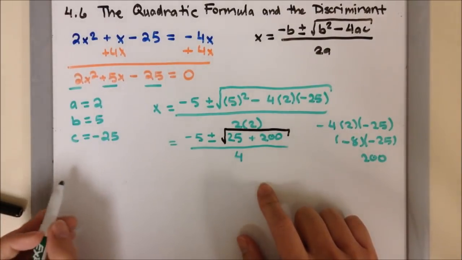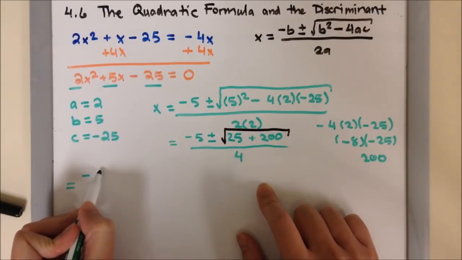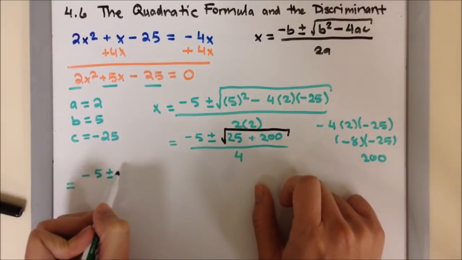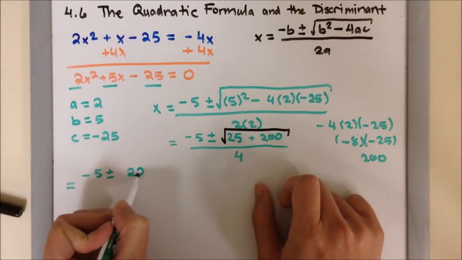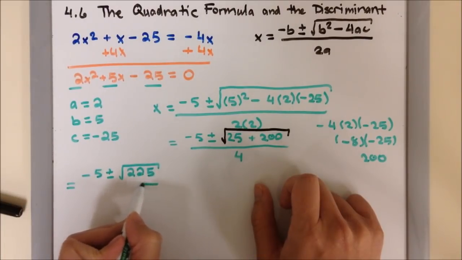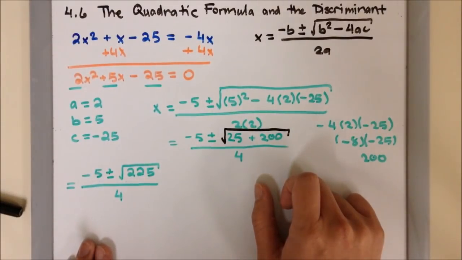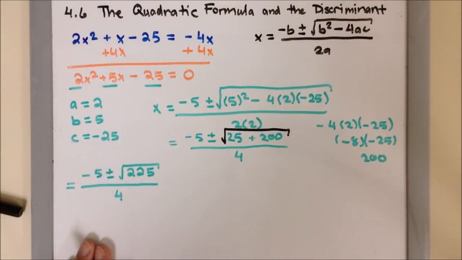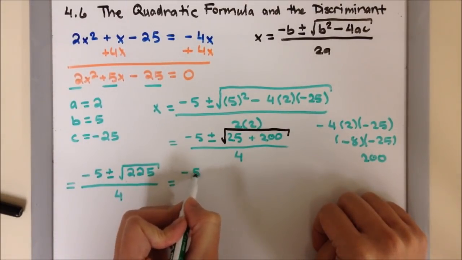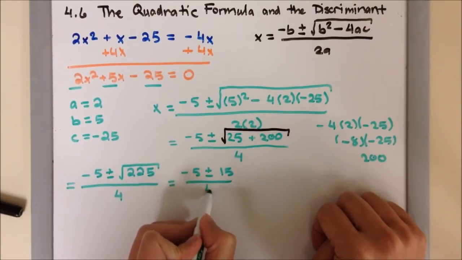Now, I'm going to write over here, so negative 5 plus and minus, 25 plus 200 will be 225. And then when you do the square root of 225, which is a perfect square number, so it's going to be negative 5 plus and minus 15 over 4.